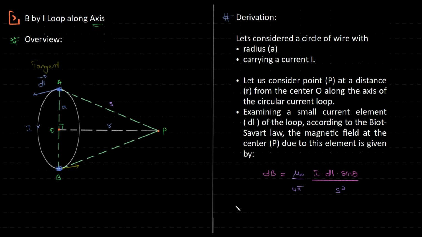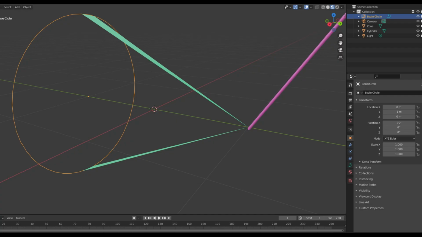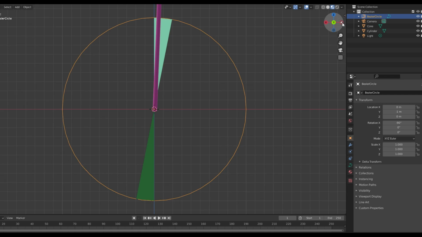Now let's talk about the angle theta. Here theta is equal to 90 degrees. Why is that? As DL is tangential to the loop. Let me do it here. When I see it from the front view, what is it that we are looking at?